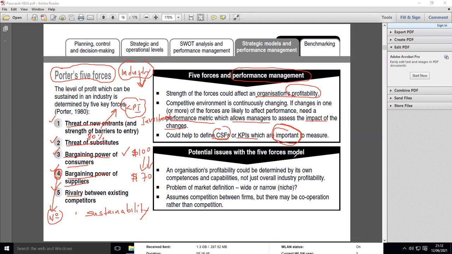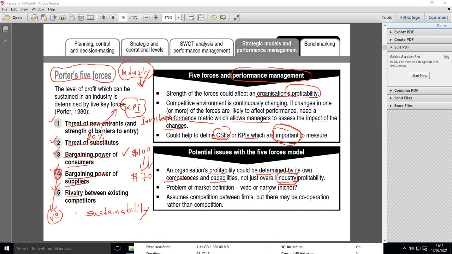What are the potential issues with the 5 forces? An organization's profitability could also be determined by its own competences and capabilities, not just the industry. So it's not just the industry, also how competent you are.